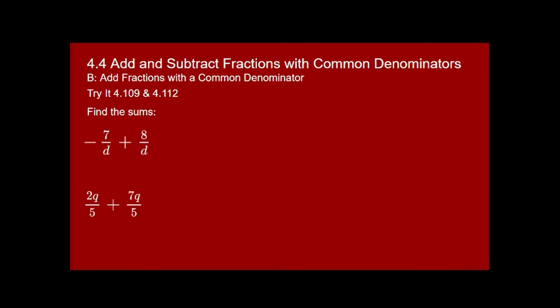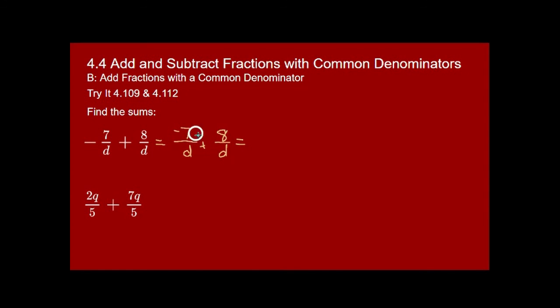Okay, you're going to do some try it problems. Pause the videos, try these, and then come back and make sure that you got them correct. Let's work these out. So first thing I'm going to do is I'm going to move that negative up and attach it to the 7. Negative 7 over d plus 8 over d.